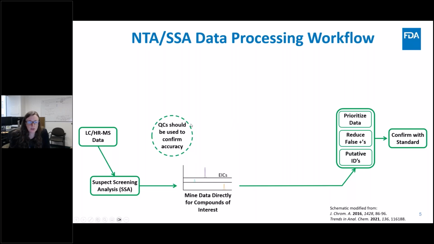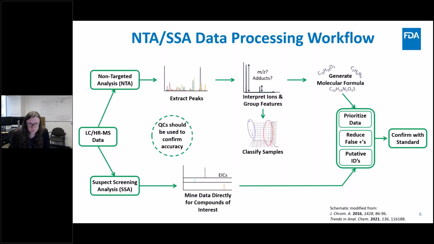Importantly, quality controls should be used to confirm accuracy. And there's a variety of different quality controls, but one of the main ones that I'll spend some time talking about in a couple of slides is standard mixtures. So stay tuned for that.